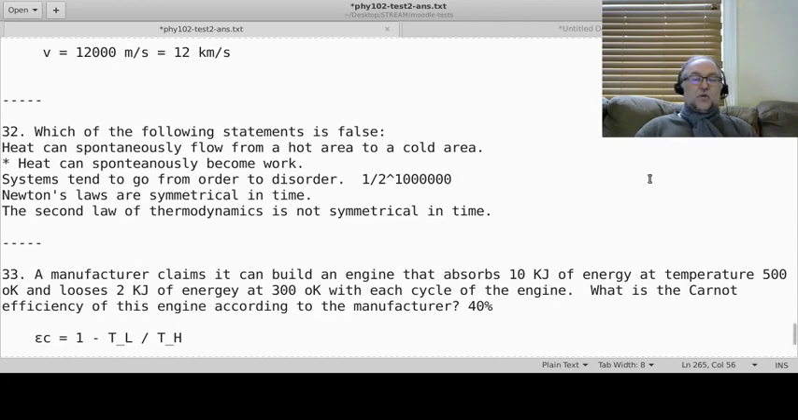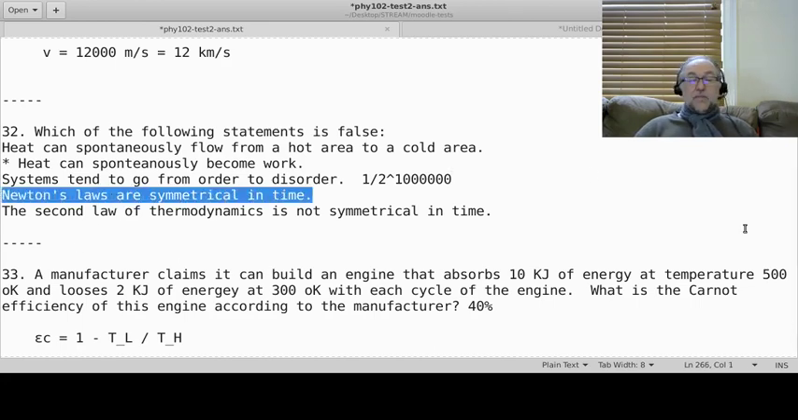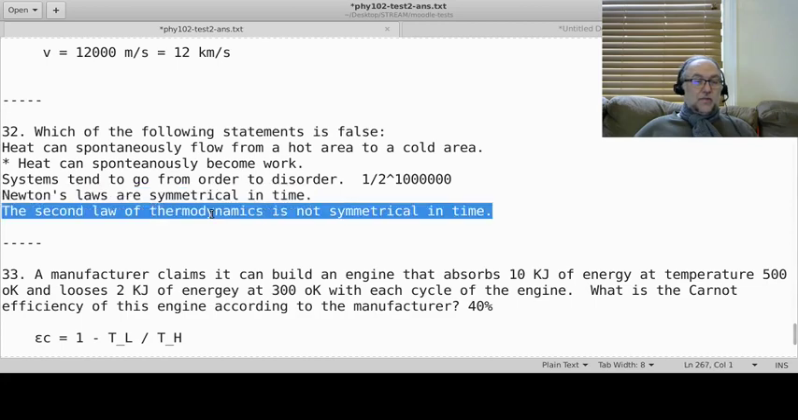Okay, and if you do that number on your calculator, you're going to get 0. So it's astronomically improbable. Okay, the next one was Newton's laws are symmetrical in time. Yep, I made a big deal about that. That it's only the second law of thermodynamics which is not symmetrical in time.